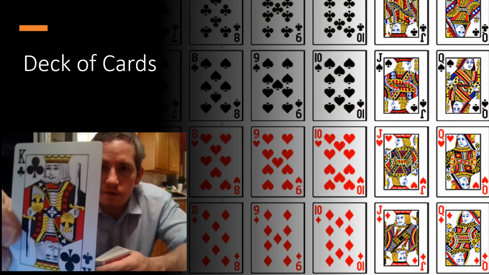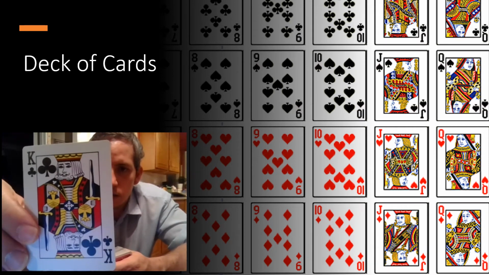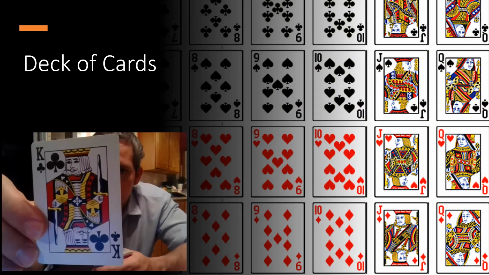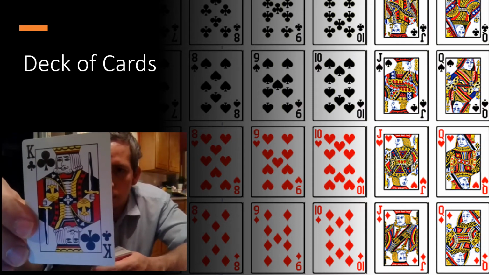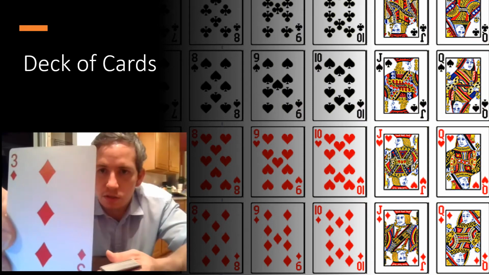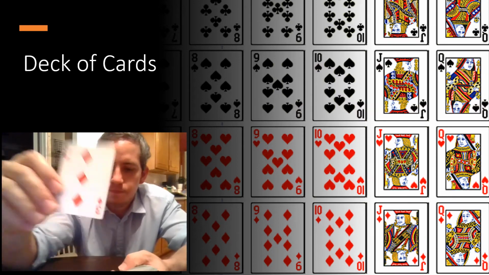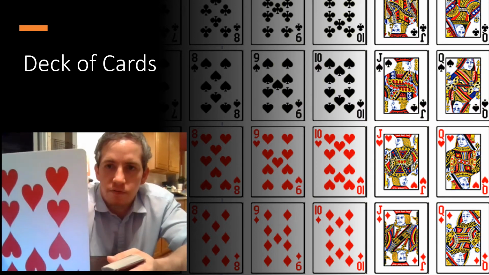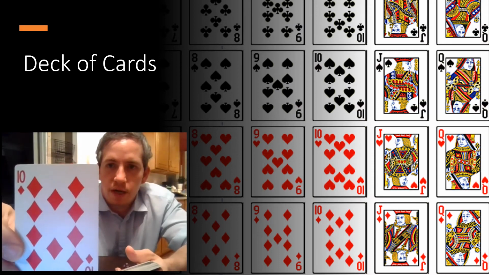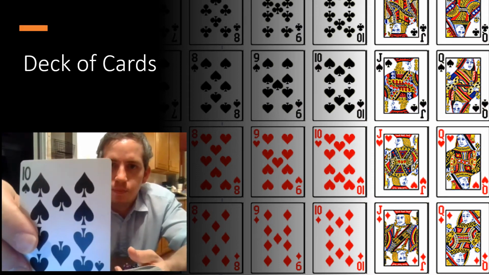Notice that the value for this card is called king. The suit for this king is clubs. It's that black symbol next to the K. And there are different cards. Each card has a value and a suit. So this is a 3 of diamonds. This is a 10 of hearts. This is a 10 of diamonds, a 10 of spades.